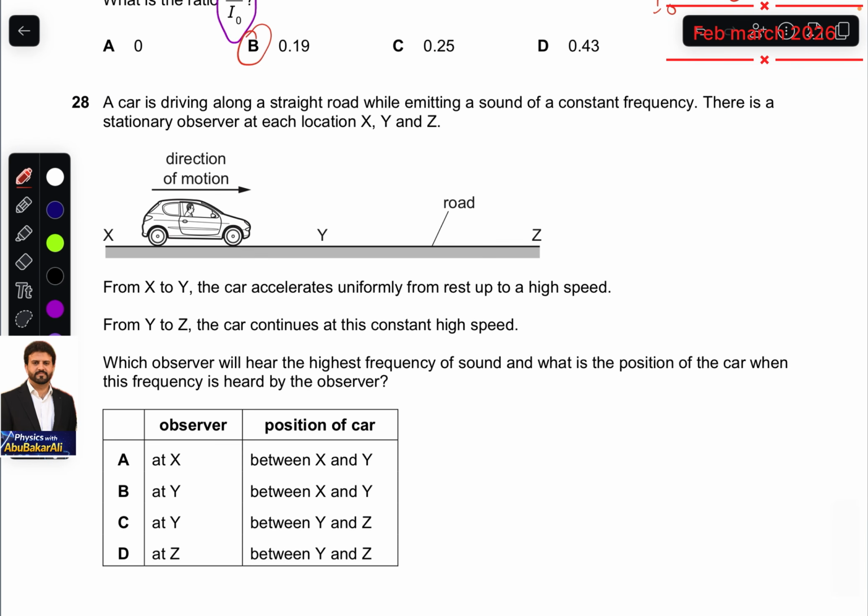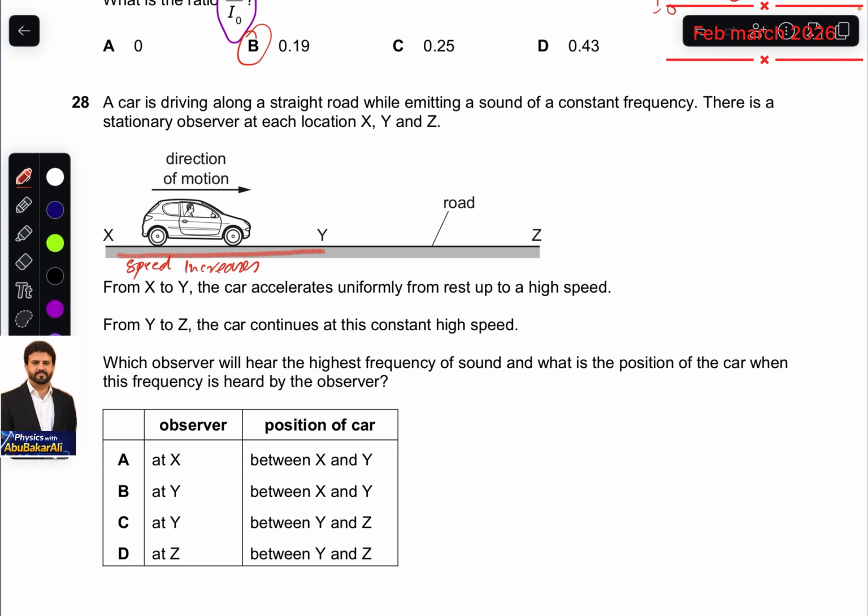Moving forward, question 28. A car is driving along a straight road while emitting a sound of constant frequency. There is a stationary observer at each point x, y, z. From x to y the car accelerates, so from this to this it is accelerating. So I can say speed increases.